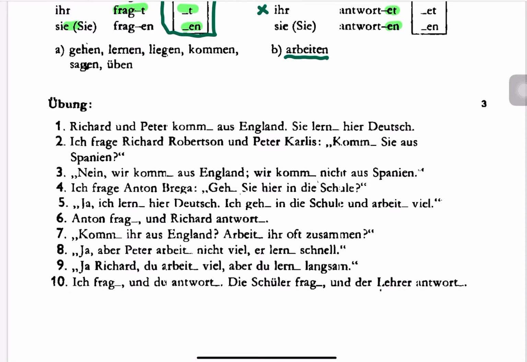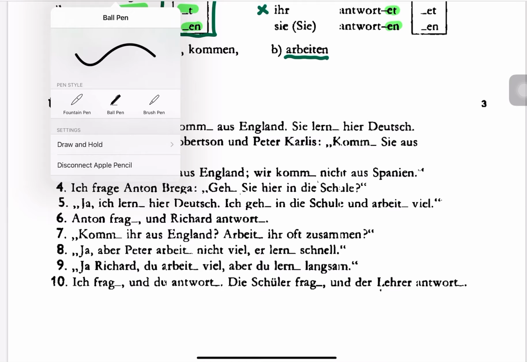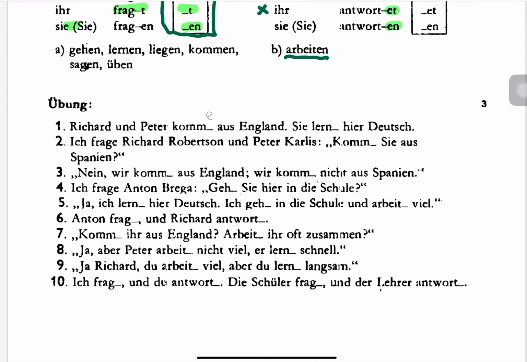Richard und Peter kommen aus England. Sie lernen hier Deutsch. Richard and Peter come from England and they learn German here. Ich frage Richard Robinson und Peter Carles: Kommen Sie aus Spanien? I ask Richard Robinson and Peter Carles: Do you come from Spain?